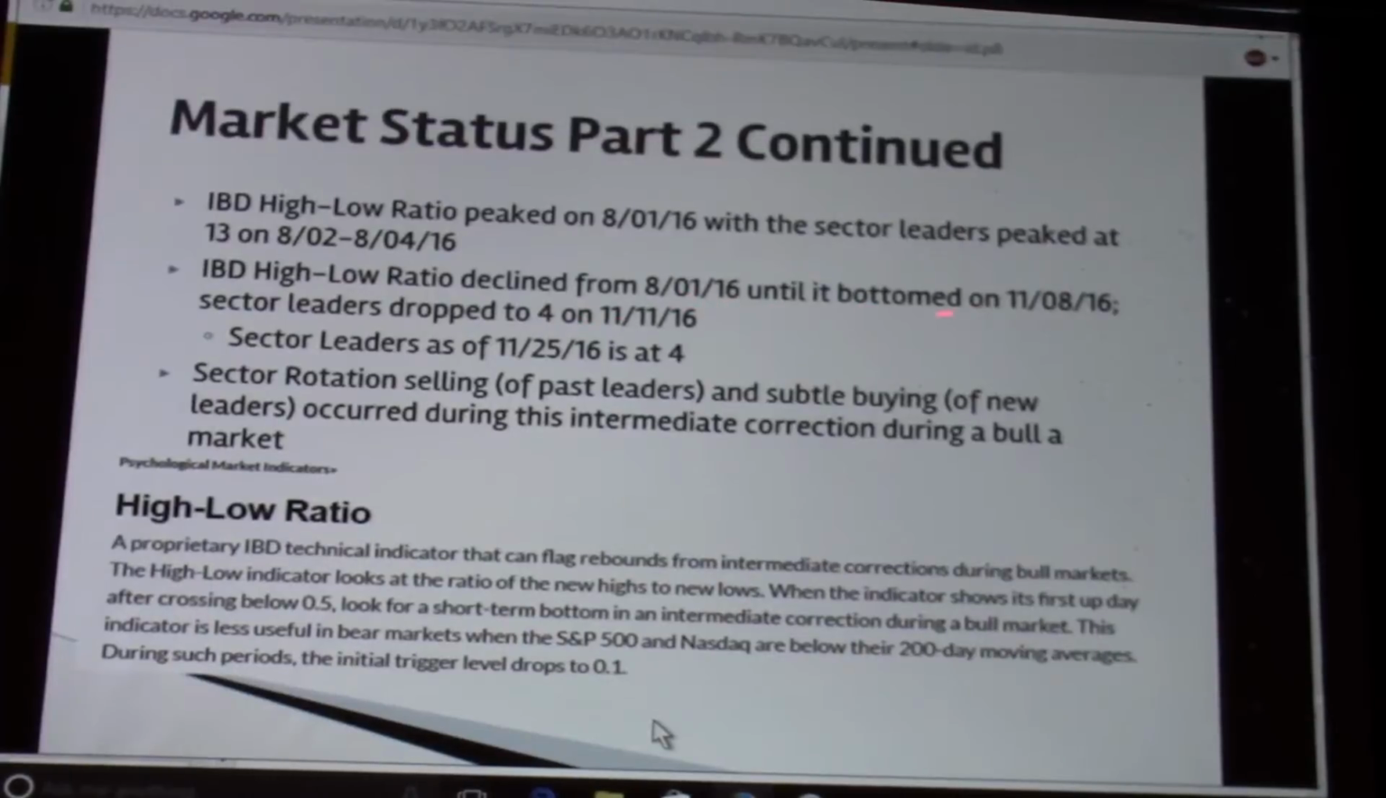We declined from 8.1 until 11.8. The sector leaders dropped to 4 on 11.11. I have been pegged at 4 sector leaders since then. And typically the sector leaders will either bottom at 0, 1, 2. They will go to 0 or 1 during the bear market. During the intermediate corrections, they will go to 1 to 4 depending on the severity. Those 4 stocks are growth names. They're a bank. They're a chip. There's an infrastructure, internet. What's the other one?